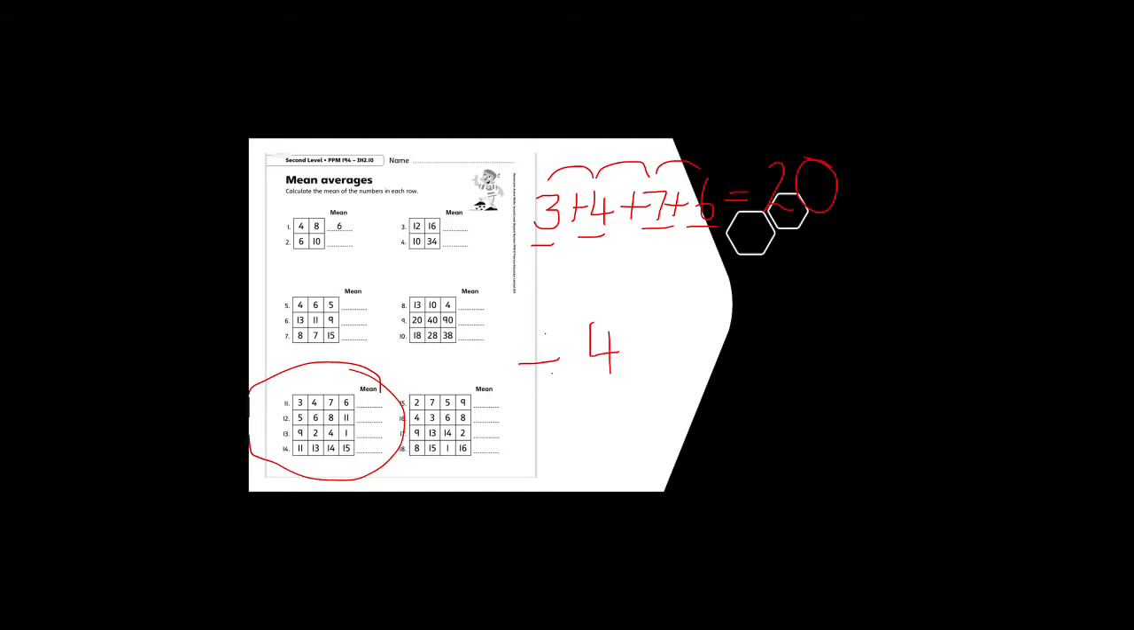What is 20 divided by 4? It's in your 4 times table. Let's count up. 4, 8, 12, 16, 20. So it took me 5 steps there. So 20 divided by 4 is 5. So the mean of this set of numbers is 5.